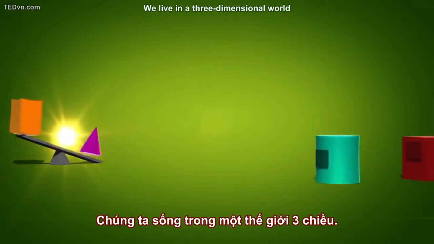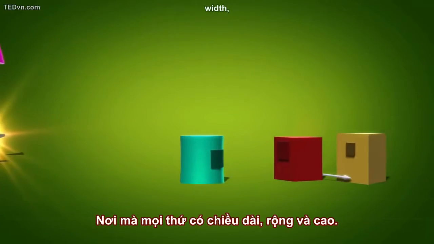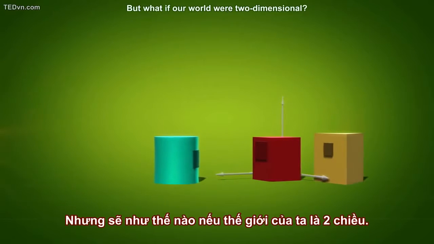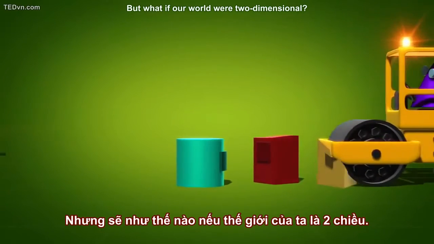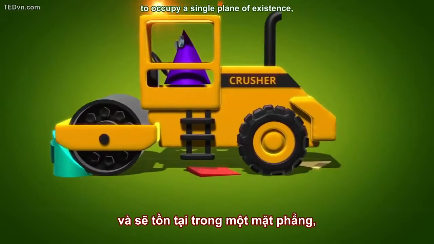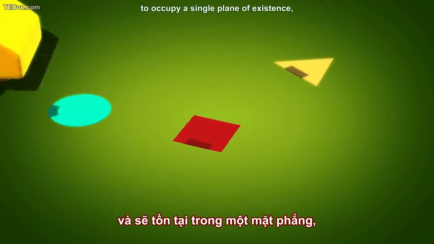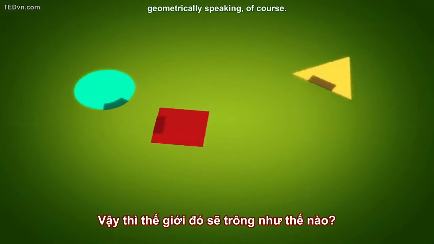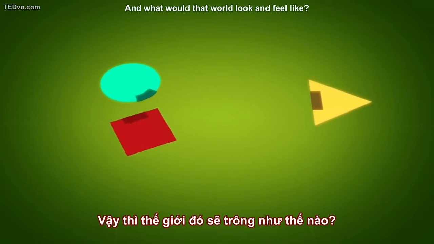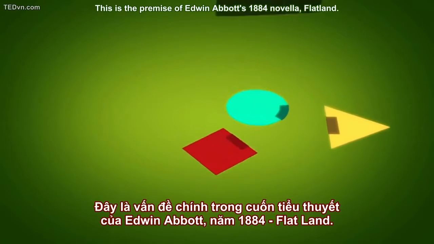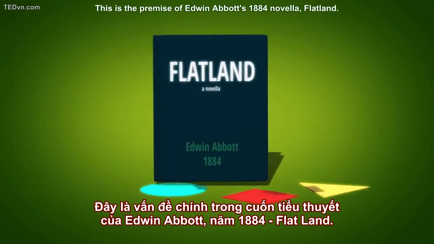We live in a three-dimensional world where everything has length, width, and height. But what if our world were two-dimensional? We would be squashed down to occupy a single plane of existence, geometrically speaking, of course. And what would that world look and feel like? This is the premise of Edwin Abbott's 1884 novella, Flatland.